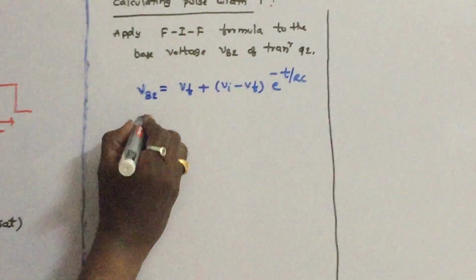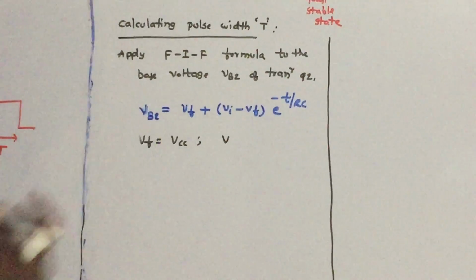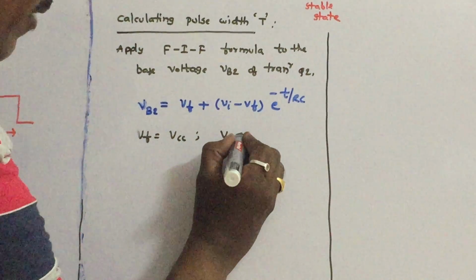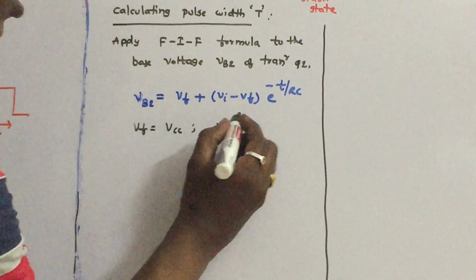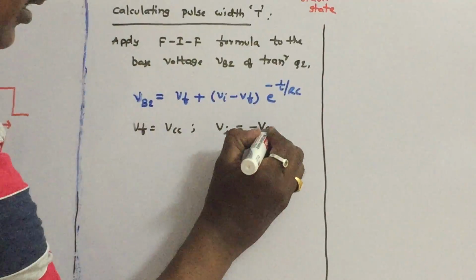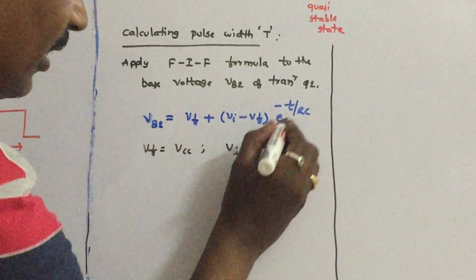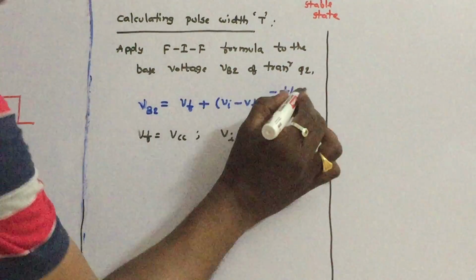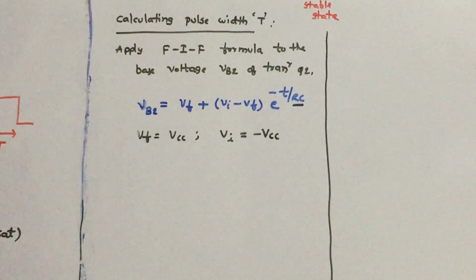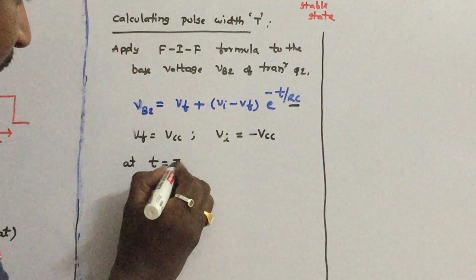What is the final value? The final value it has to reach is VCC. What is the initial value? When the transistor is immediately in off condition, at that instant the initial voltage at the base is minus VCC. What is the time constant? The time constant of the circuit is RC itself, because the capacitor discharges through R and C. So let us substitute at T is equal to capital T in this formula.